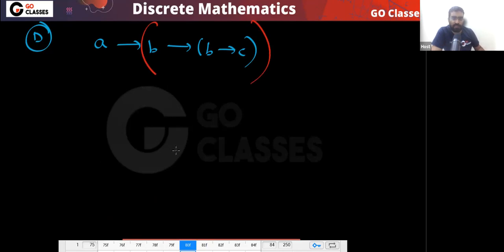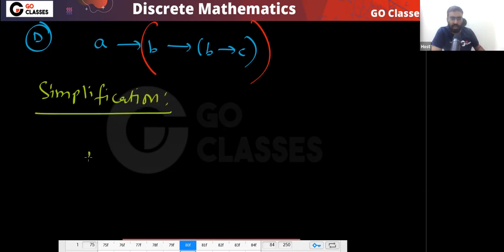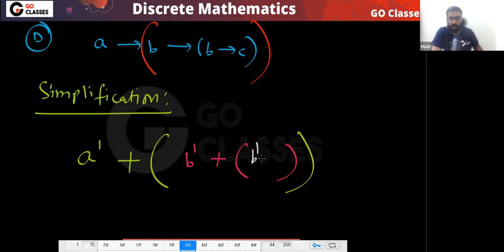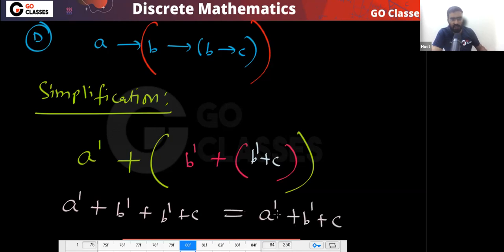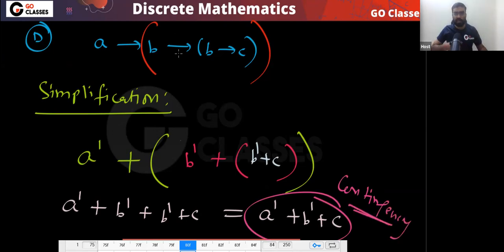Let's solve in this way. You can simplify. Simplification is very, very easy for this. You can write it A dash or B dash or B dash or C. So your answer will be A dash or B dash or C. This is definitely a contingency, correct? Yes or no? This is definitely a contingency.